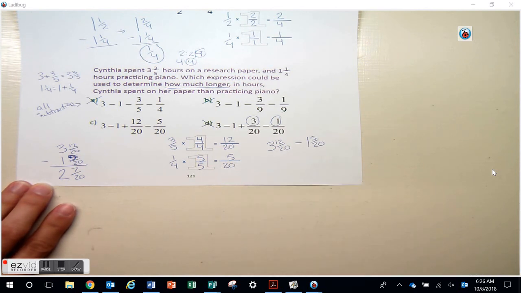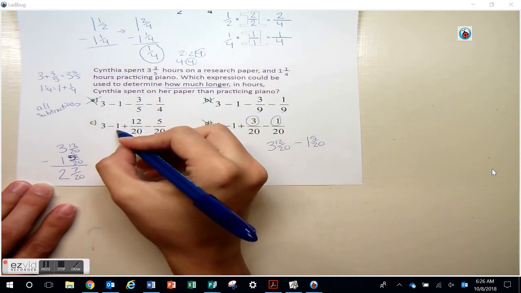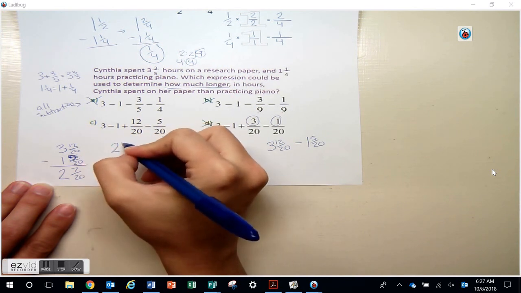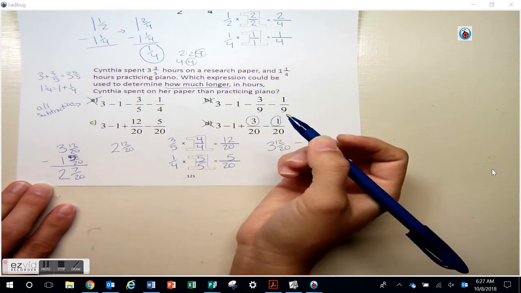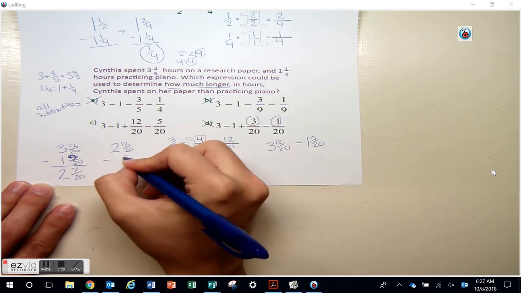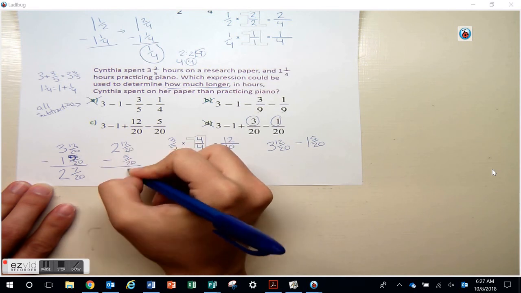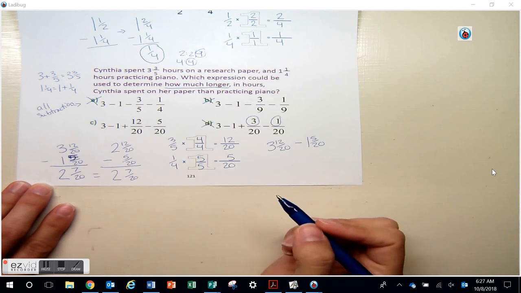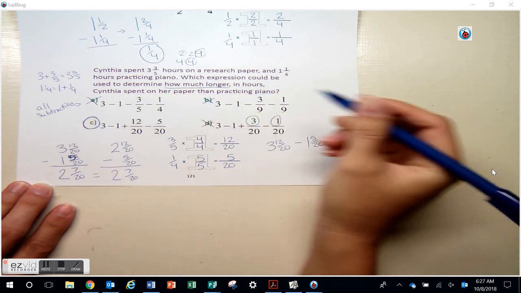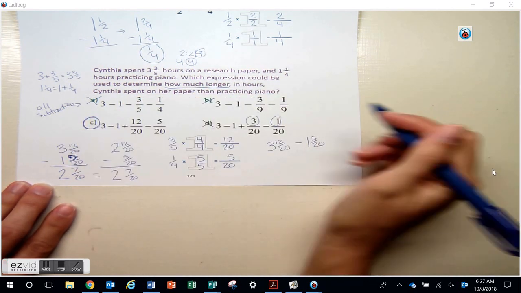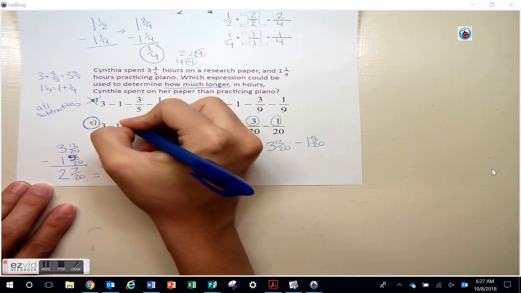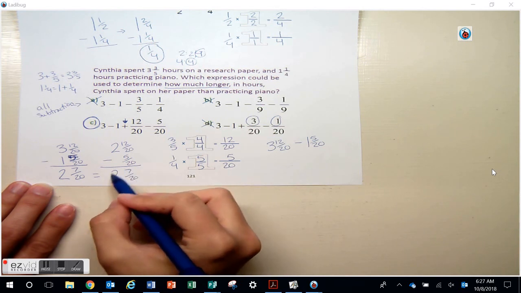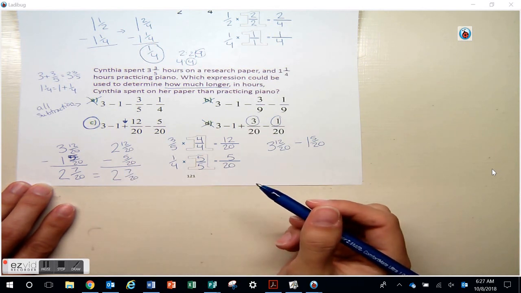So let's go ahead and do this math. 3 minus 1 gives us 2, and 2 plus 12/20 gives me 2 and 12/20, and 2 and 12/20 minus 5/20 gives me 2 and 7/20. Those are equal. We proved it. C is the correct answer. We have this addition because we have to put the fraction piece with the whole number.